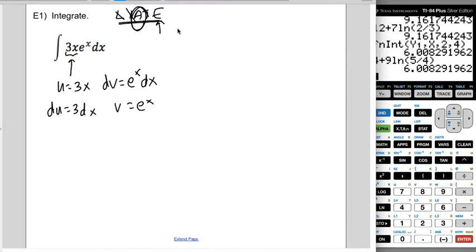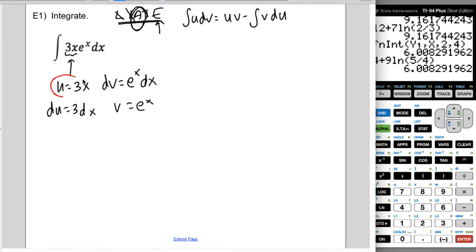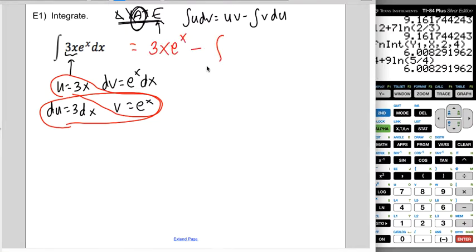So what I'm going to do now, remember that my pattern is that the integral of u dv equals uv minus the integral of v du. So what that's going to look like is uv minus the integral of v du. So this is going to be u times v, so 3x times e to the x, minus the integral of v du. Well, that's just 3 e to the x dx, which I can now integrate normally. Notice I didn't write my plus c yet. The reason I'm not writing my plus c yet is I'm not done integrating.